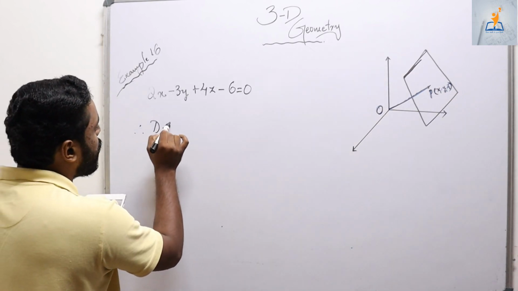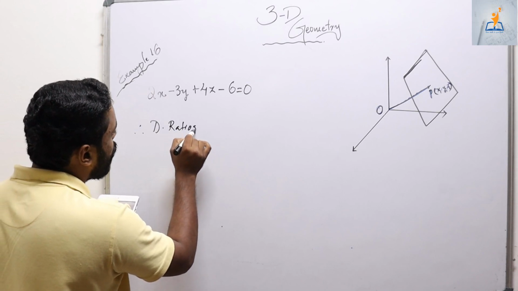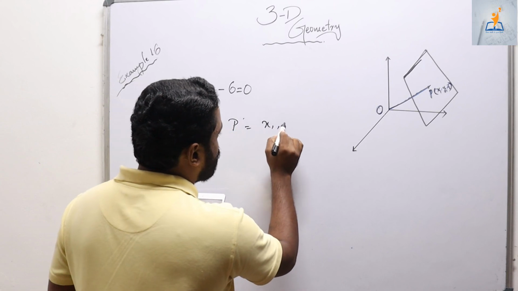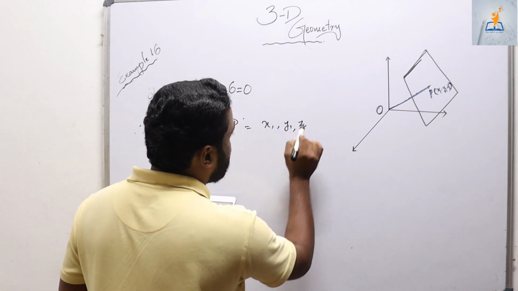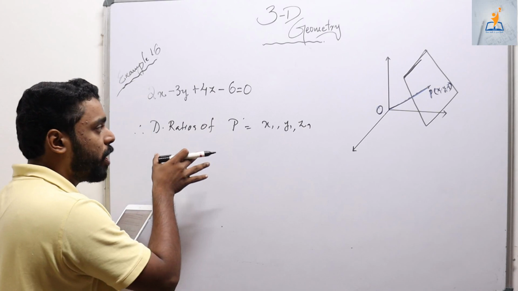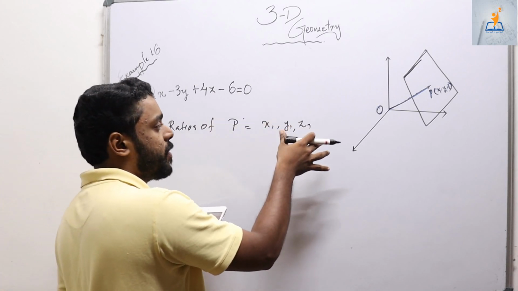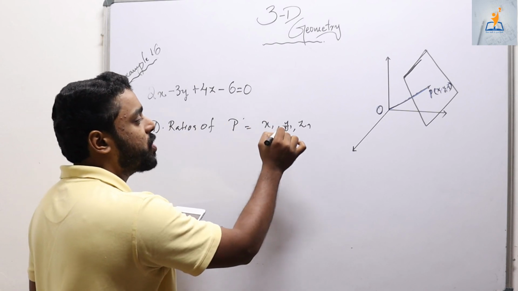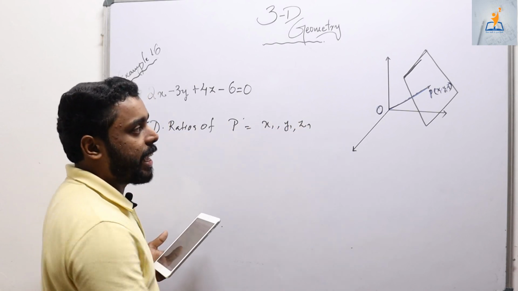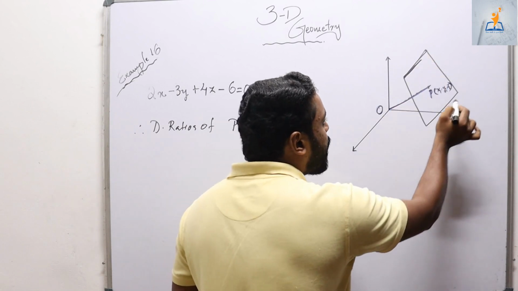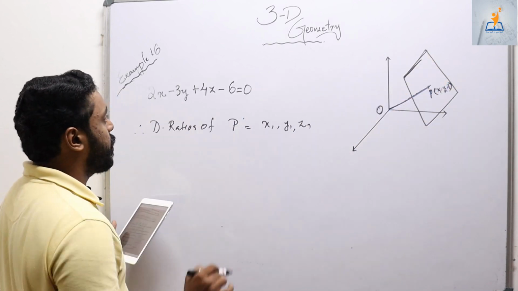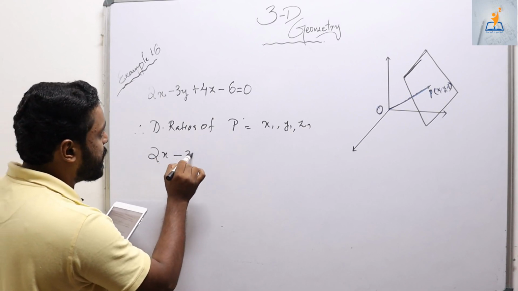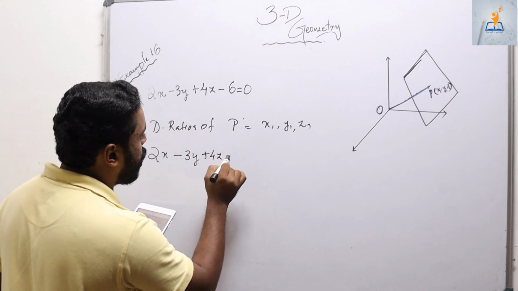Therefore, the direction ratios of the point P are nothing but x1, y1 and z1, right? Because the position vector of the point P is nothing but x1 i cap plus y1 j cap plus z1 k cap. Now we are given the equation of the plane as this. We can make this into a standard form, that is 2x minus 3y plus 4z equal to 6.